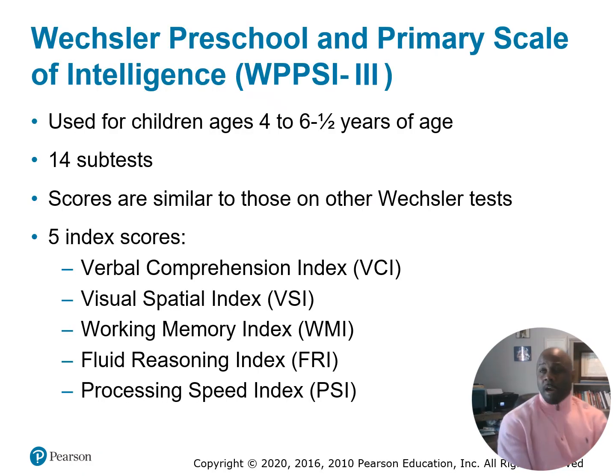So the Preschool and Primary Scale of Intelligence, the WPPSI-3, is used for children ages 4 to 6.5 years of age, with 14 subtests, and scores are similar to the Wechsler test, with 5 index scores. See, there's another one added here: verbal comprehension, visual spatial index, working memory index, fluid reasoning, and processing speed. Those are all the composites that are measured.